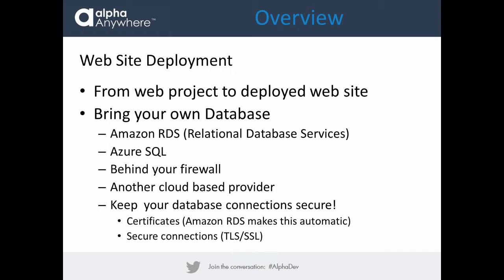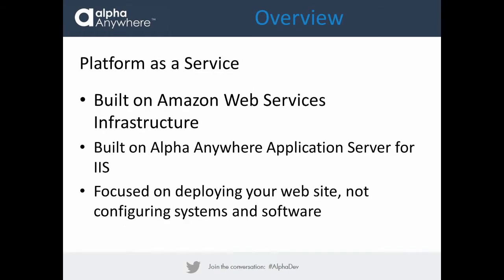And as a side note, Amazon RDS makes it very easy to secure that connection, and Alpha Anywhere works with it by literally just setting a checkbox on the connection string. You don't have to install the certificate or anything.